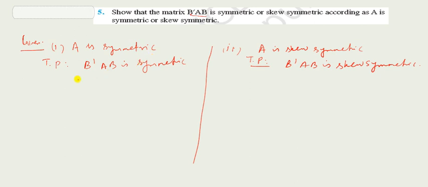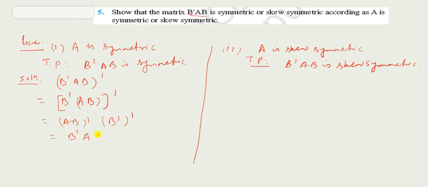So now to prove any matrix to be symmetric or skew symmetric, what you have to do is just take the transpose of that matrix. If I take the transpose of this matrix, it will be first B dash, then AB. You just make it a group, its whole dash, then this will be second transpose and first transpose. Then this one will be written as B dash A dash B.